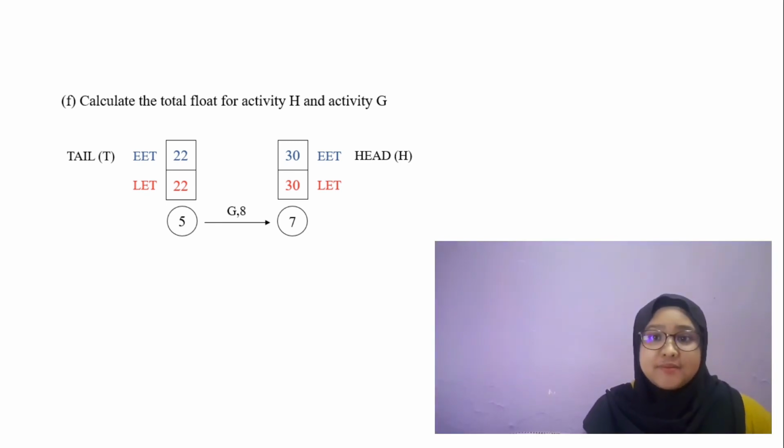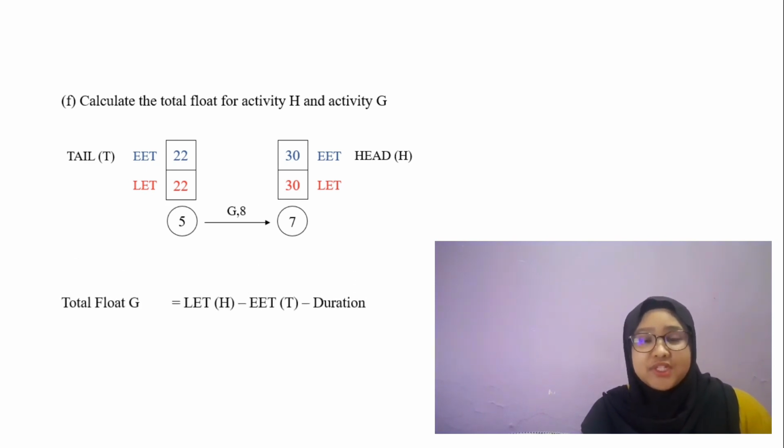For the next step, you can calculate the total float. Here you can see the formula of the total float. To find the total float for activity G, total float G equals LET head minus EET tail minus duration, and you can refer back to the diagram we just drew. Just fill in the formula. So it will be 30 minus 22 minus 8 equals 0. So the total float for activity G is 0.